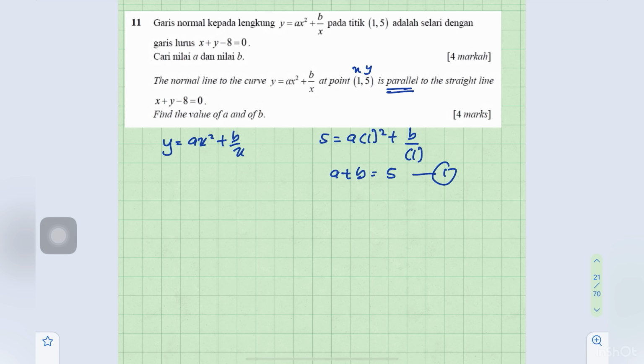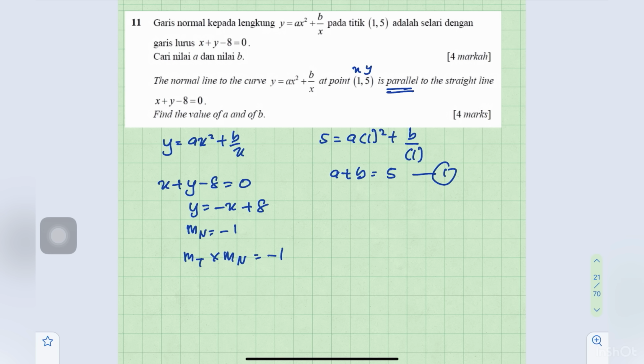Okay, got one equation. Okay, so then the next equation, it says normal parallel. Okay, parallel means same gradient. Okay, here we have x plus y minus 8 equals 0. So, we convert into y equals mx plus c. So, y equals negative x plus 8. Okay, so the gradient of the normal equals negative 1. Okay, so we have gradient of tangent times gradient of normal equals negative 1. So, the gradient of normal itself is negative 1, so gradient of tangent equals 1.